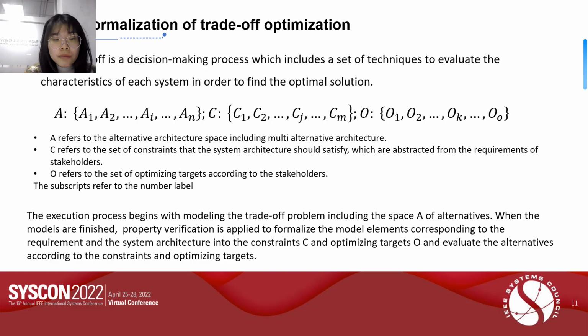The execution process begins with modeling the trade-off problem, including the space A of alternatives. When the models are finished, the property verification is applied to formalize the model elements corresponding to the requirements and the system architectures into the constraints C and optimizing targets O, and evaluates the alternatives according to the constraints and the optimizing targets and finds the optimal one.